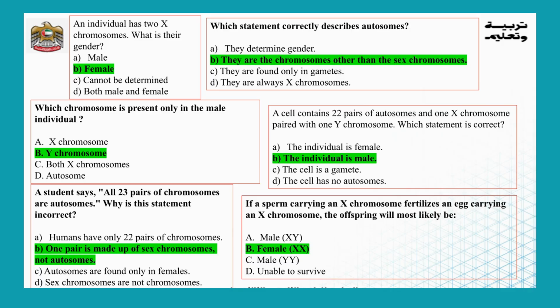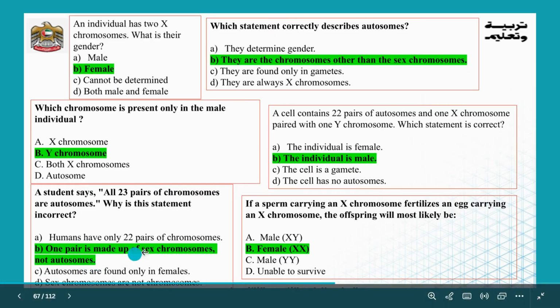So we have sex chromosomes and autosomes. Autosomes are the normal ones, which are the same in both males and females, and the 23rd pair is the sex chromosomes. So XX will be female, XY will be male, YY is not possible. So this is it.